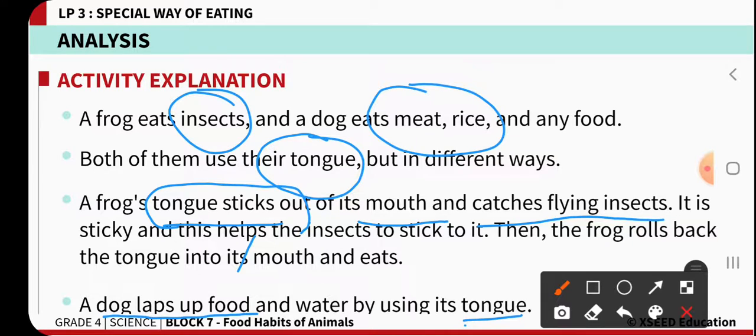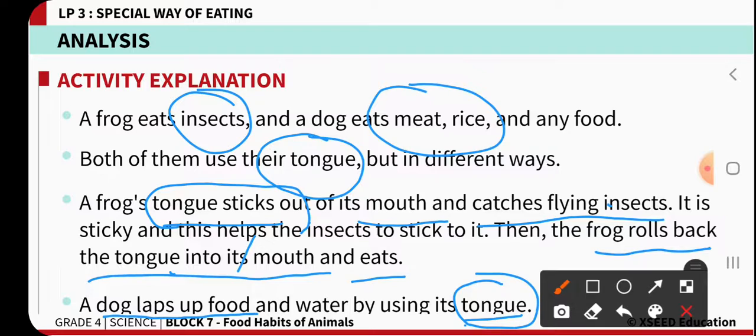One more important special characteristic of the frog's tongue is that it can roll the tongue back into its mouth and eat. It will catch the prey, roll the tongue back into its mouth, and then eat. Such a thing we won't observe in the case of a dog. So the major difference is the presence of a sticky tongue in frogs, but not in dogs.